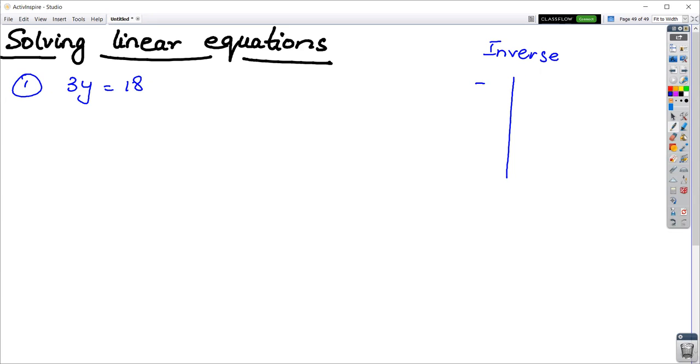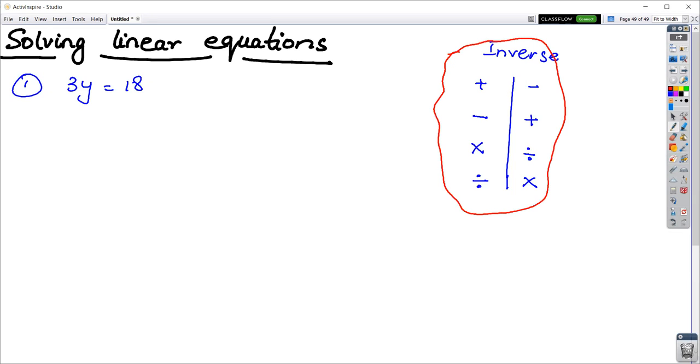So the inverse of the positive is a negative, the inverse of the negative is positive, the inverse of times is divide, and the inverse of the divide is times. Now, we'll be using these inverse operations while solving the linear equations.